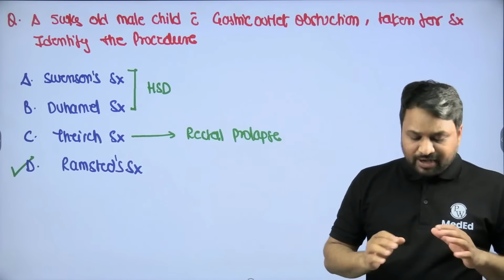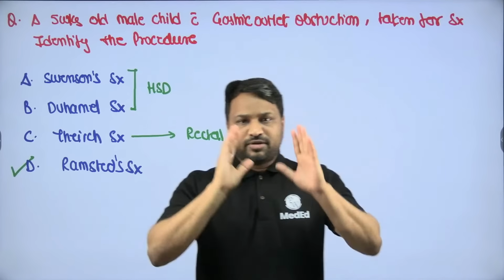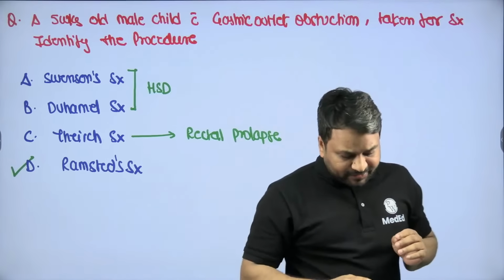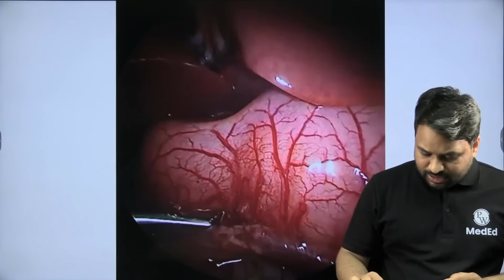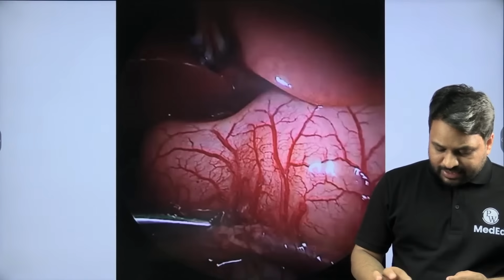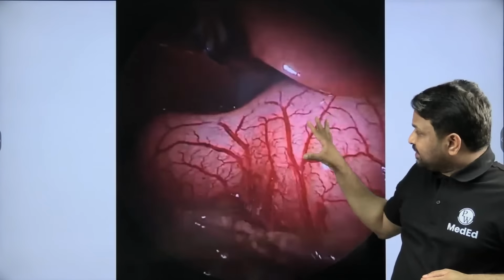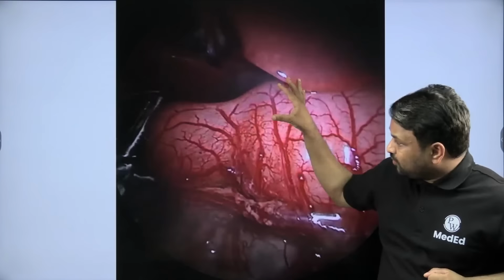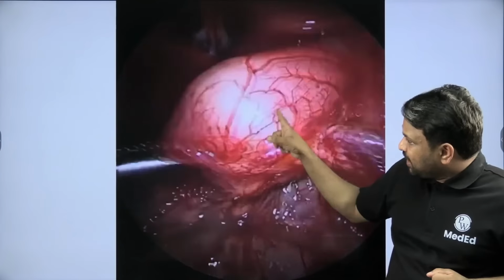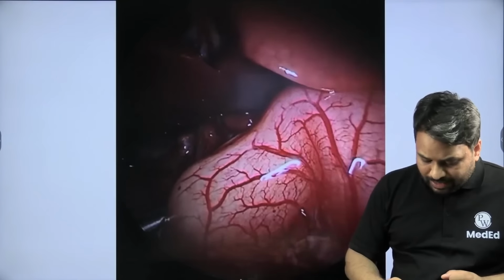Next, I asked you, I have a 5-week-old baby with gastric outlet obstruction. We're doing a surgical procedure. Identify the surgical procedure. And this was the surgical procedure that we showed you. You can see here, this is the liver, this is the stomach, and this is the pylorus of the stomach. And you can see this is where we are going to do a pyloromyotomy.